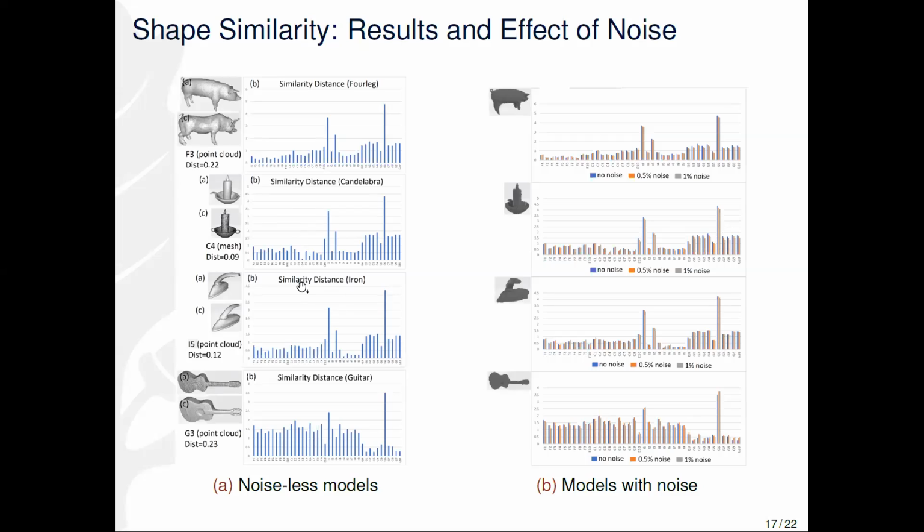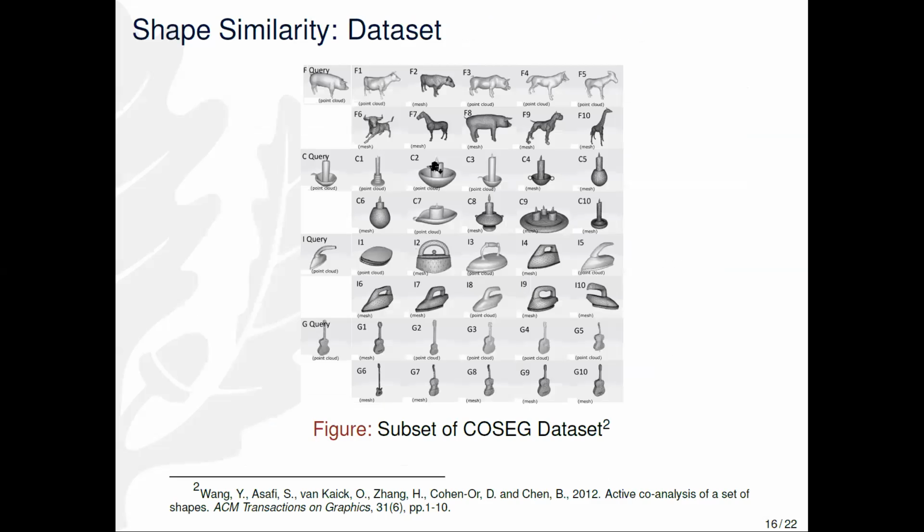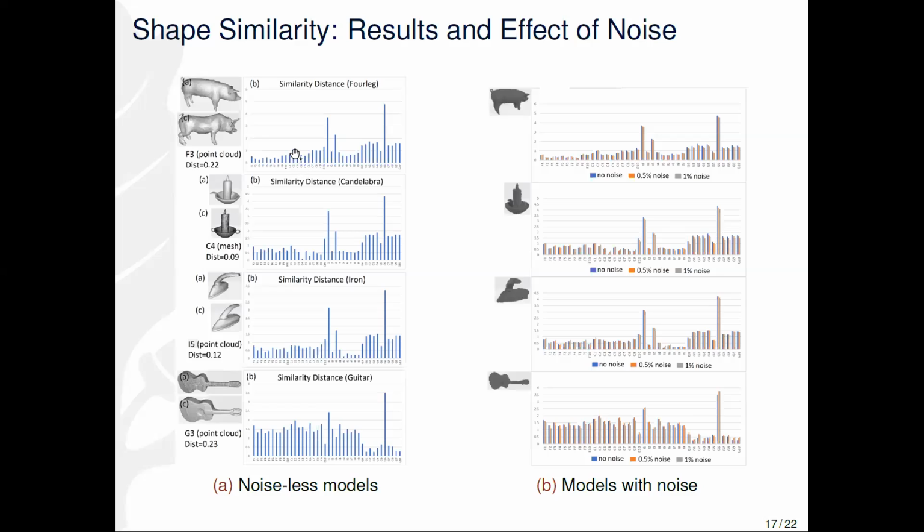In the left one, the x-axis are the 40 models I showed before. This is the query model, and this is the other model. In each, the height of the column is the similarity distance between that model and the query model. We then find the corresponding model that has the smallest similarity distance to the query model, which is shown here.